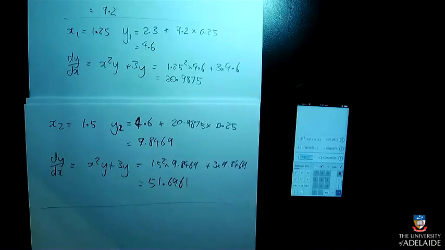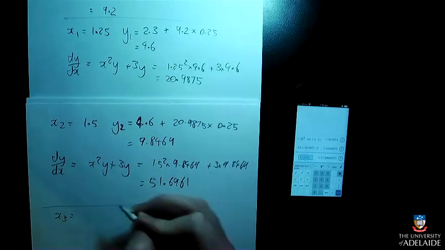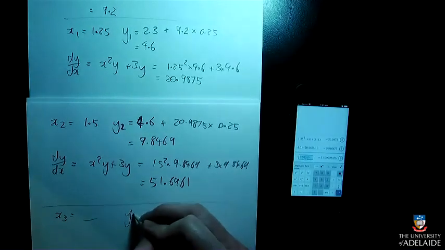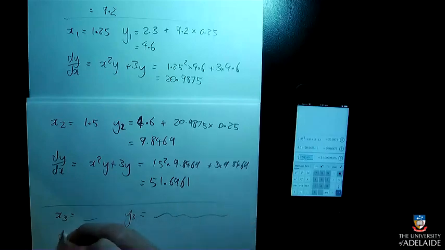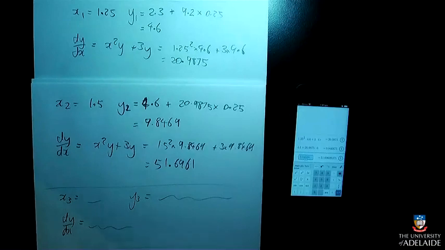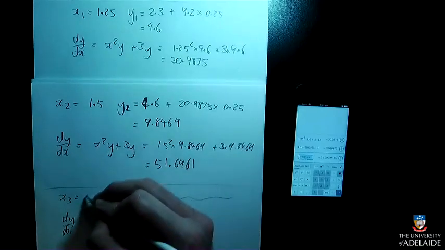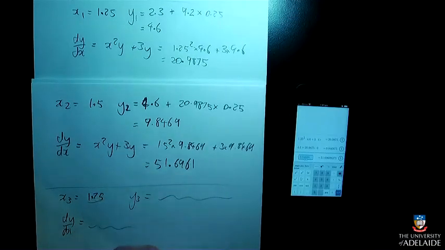And then I would keep doing that over and over until I got to the point I wanted, but I can't be bothered. So I would still do x3 equals whatever it is, y3 equals whatever it is, dy and dx equals whatever it is, and then I would do x4 equals, so this one's 1.75, equals 2, and then y4 equals whatever it is, and then I could stop. Because I don't need the slope at the last point, because I'm stopping there. I only need the slope to get to the next one.